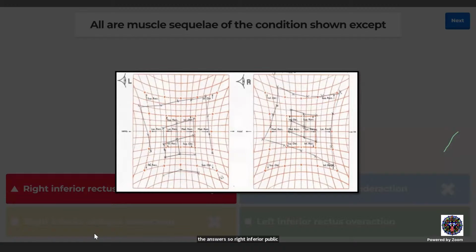The next muscle sequela is the overaction of the contralateral yoke muscle. So the contralateral yoke muscle to the right SO palsy is the left inferior rectus. So left inferior rectus also overacts.